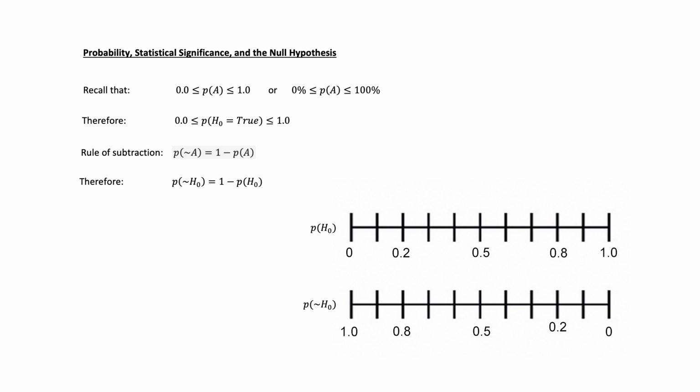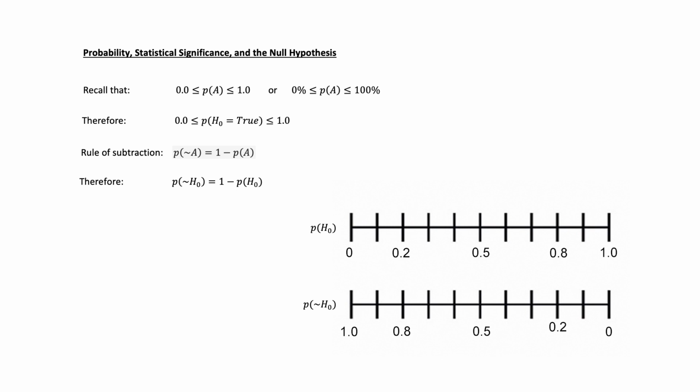Here you can see the probability of the null hypothesis being true represented on the top line graph. The probability that the null hypothesis is true starts at 0 on the left and ends with 1.0 on the right. Conversely, the probability that the null hypothesis is false, represented as the probability of not having the null hypothesis be true, is represented on the bottom line graph. Here the line graph starts at 1.0 on the left and 0 on the right. The reason I've illustrated the line graphs in this fashion is to demonstrate that the probability of H0 is equal to 1 minus the probability of not H0.